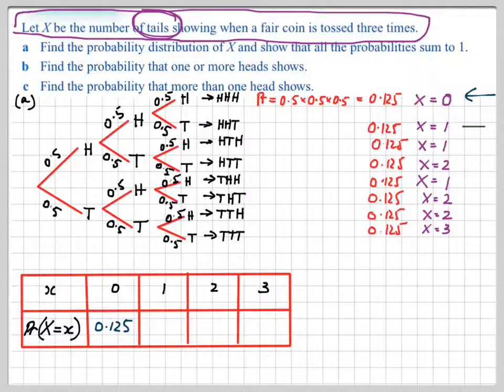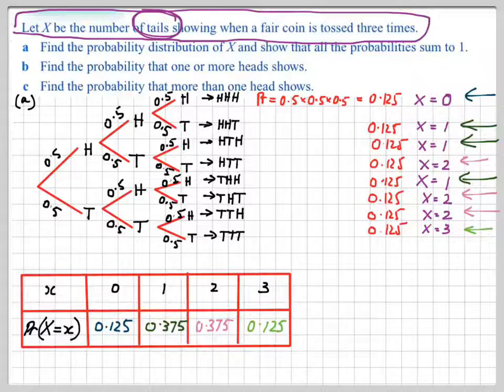When x is 1, there are 3 instances of that, so that'll get you a 0.375 combined probability. When x is 2, you'll get 3 instances, which gets you a 0.375. And when x is 3, that's the very last entry there, you'll get a 0.125. Now, hopefully they will add up to 1. Hope so. Oh, yes, they do. Excellent. Tick for us. So question A is done and dusted. We've done it, guys.